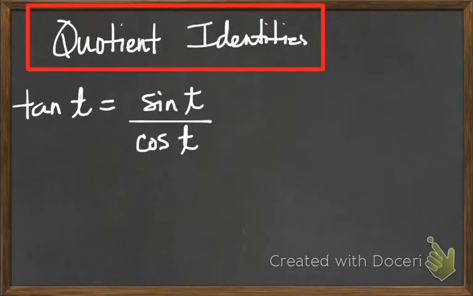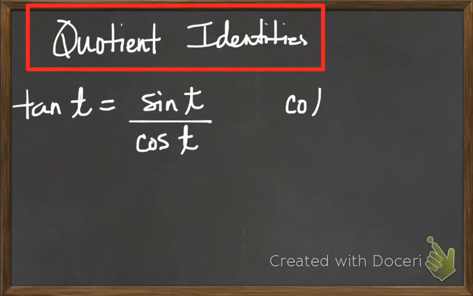Y'all just hang on. All right, so one of our two quotient identities, there's only two. Tangent is equal to the quotient of sine over cosine. We kind of already talked about that. We said tangent was equal to y over x. So sometimes they replace sine for y and cosine for x. That one's considered to be a quotient identity because you're dividing two things to make it equal to something else.